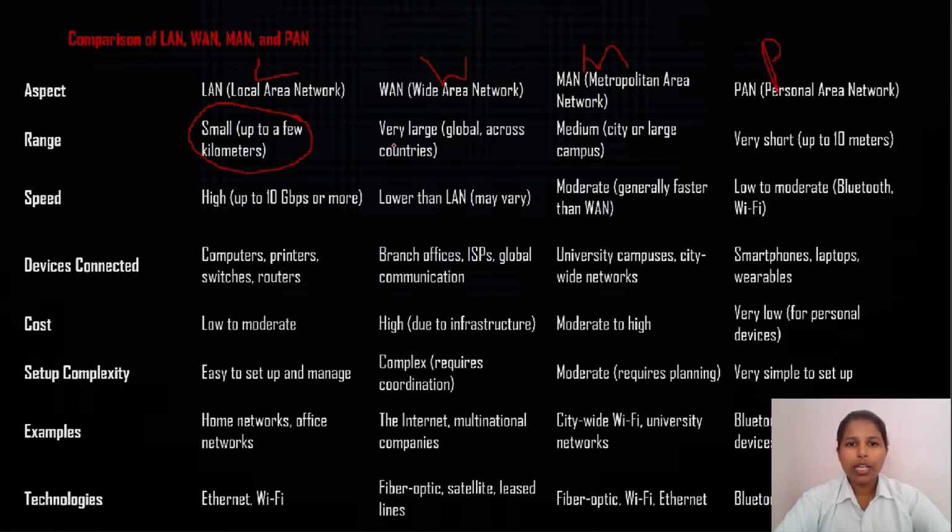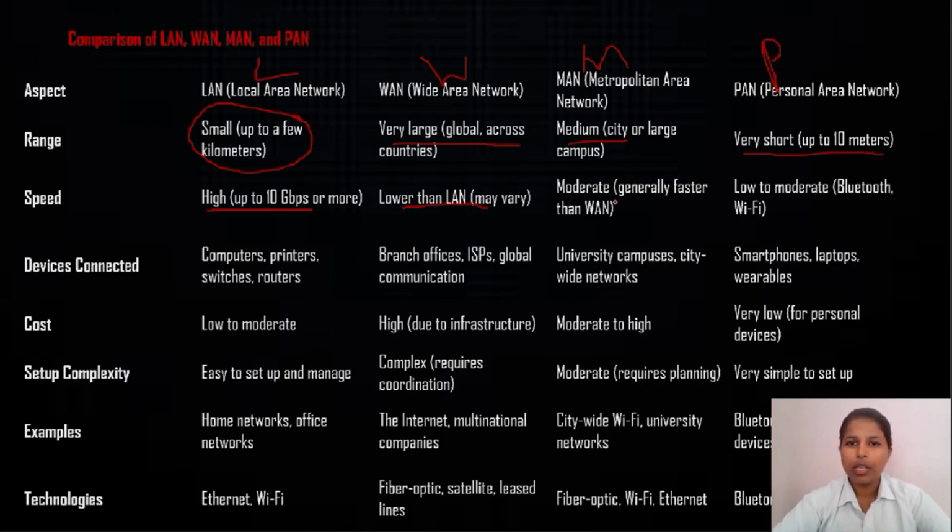And the wide area network is very large, as we said, covering our countries. And the MAN is our cities. And the PAN is like how far our Bluetooth will connect, up to 10 meters. And the speed is like 10 GB per second. The wide area network is slower than the LAN, and it also changes according to the connection speed.